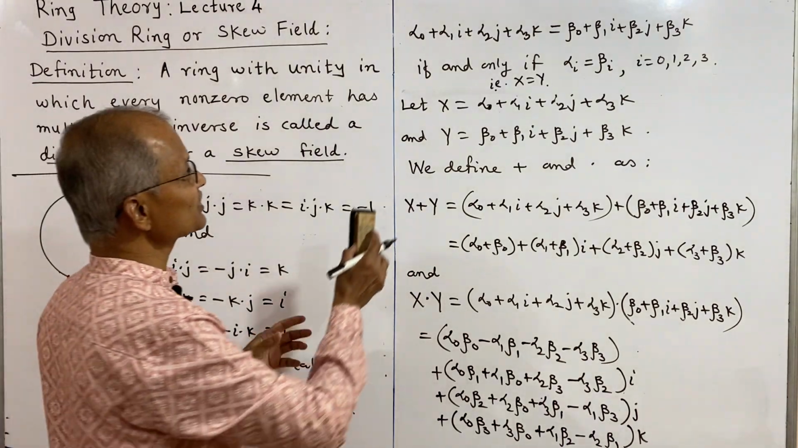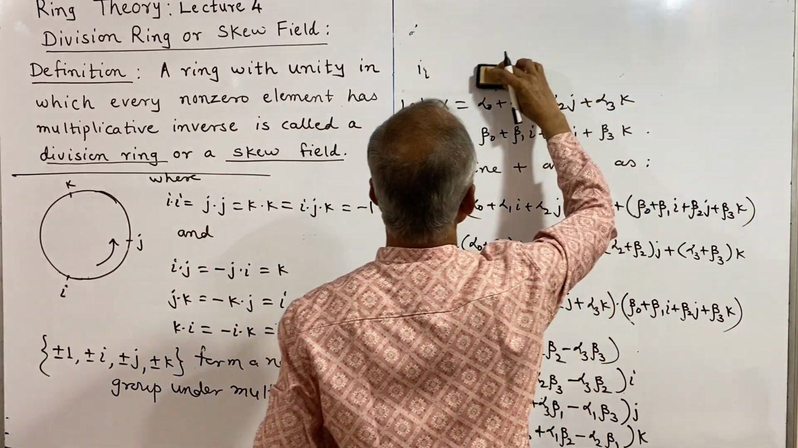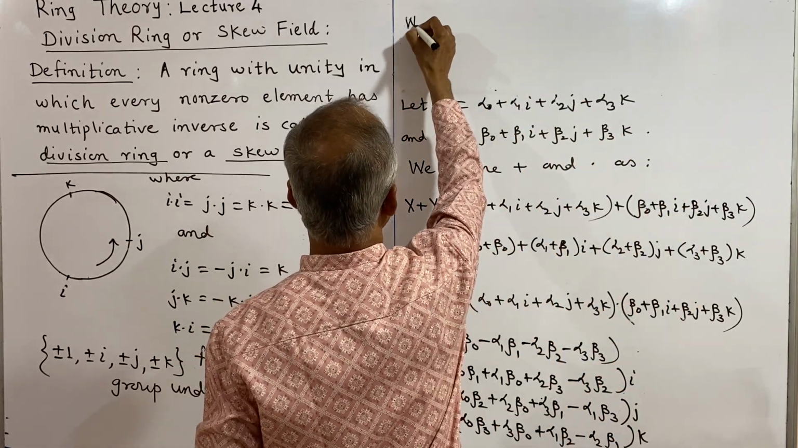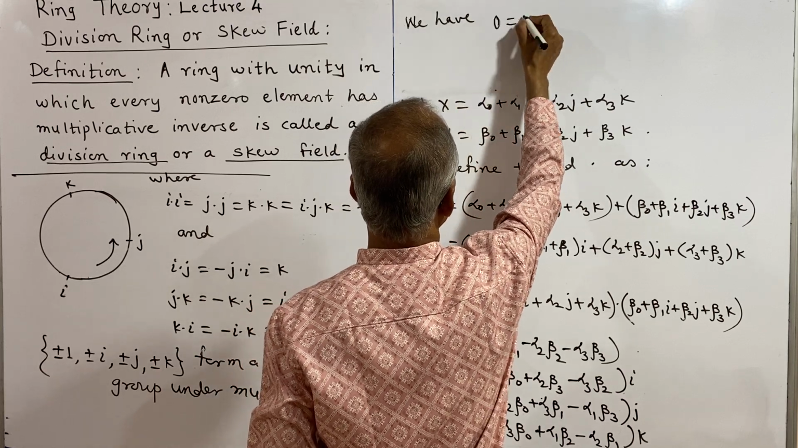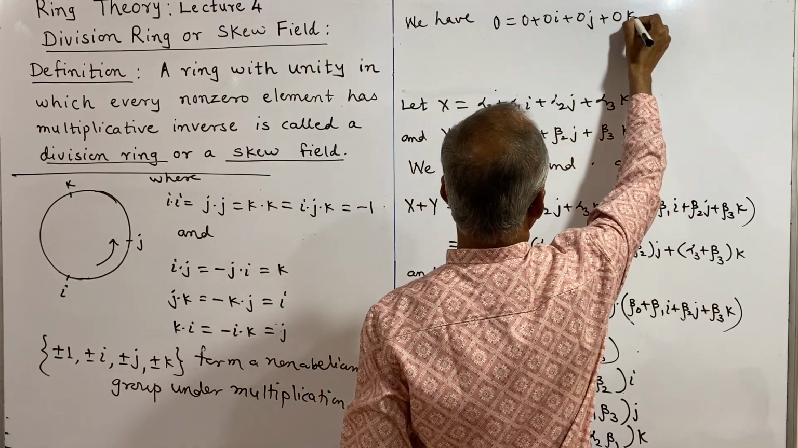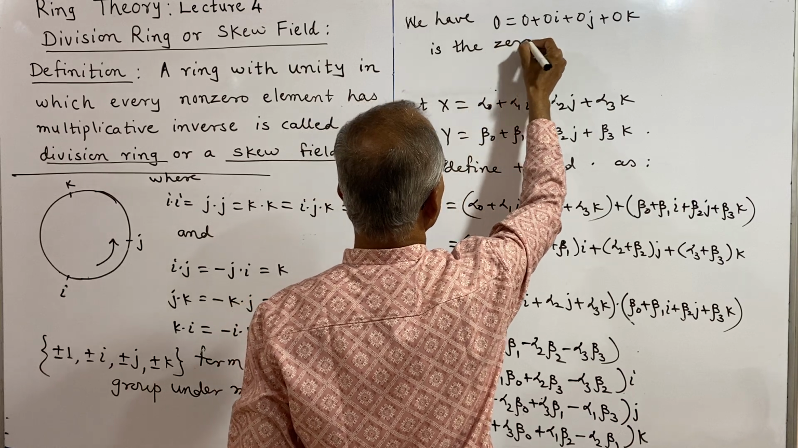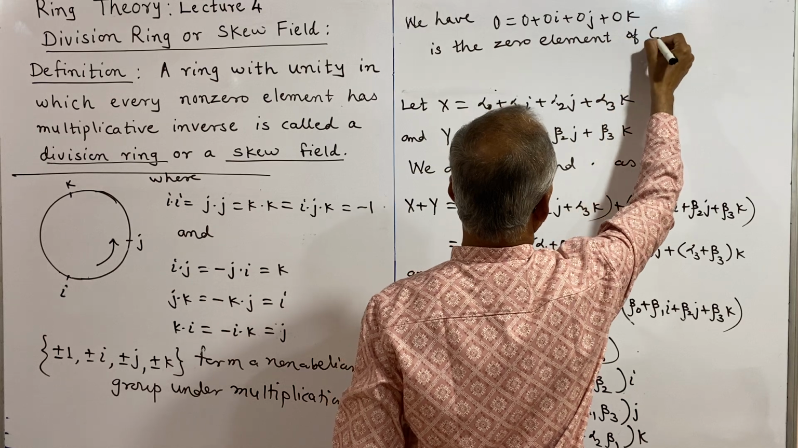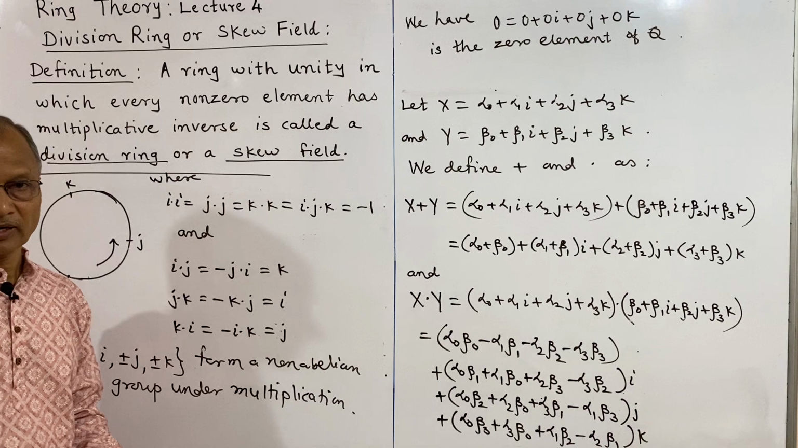Zero element of this we shall consider as 0 = 0 + 0i + 0j + 0k, which is the zero element of Q under addition. Zero element is an identity for addition.